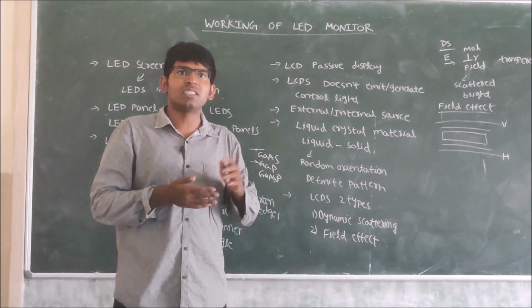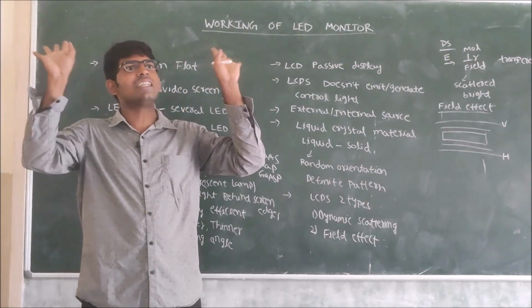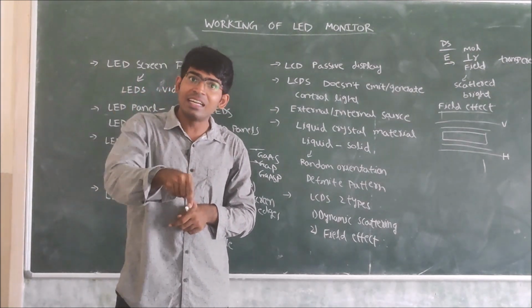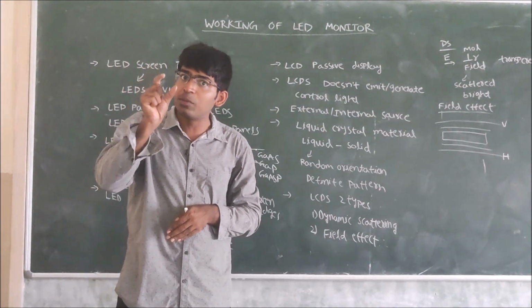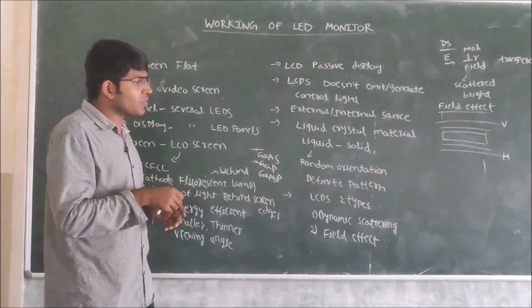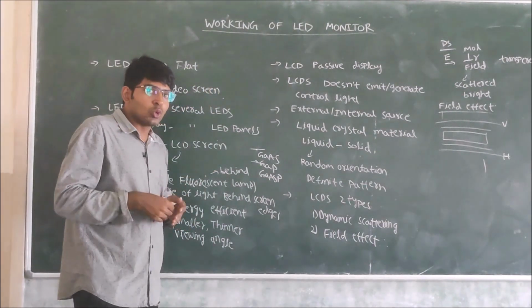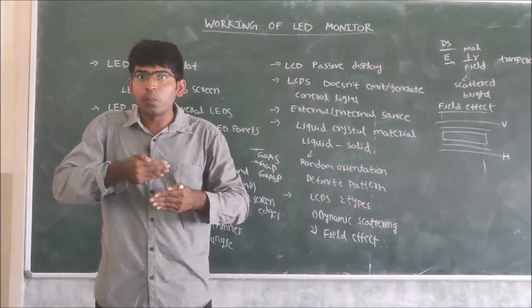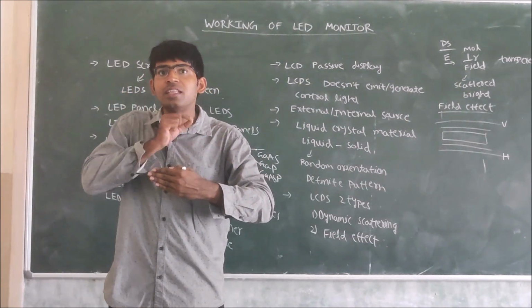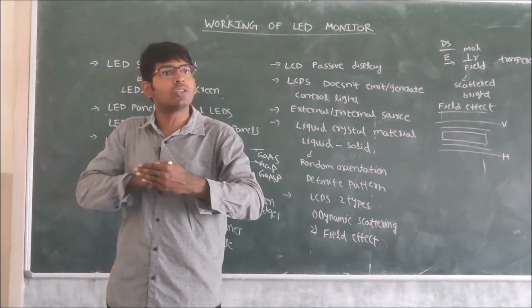Who are generating the light, CFCL. If we are using CFCL, then it is an LCD monitor. If we are using LEDs behind the screen, then it is an LED monitor. There is an advantage with the LED monitor. There is no need to use the LEDs behind the screen only. Either we can take them on the edges also.